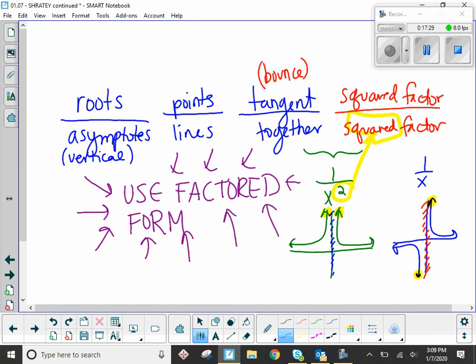Are you going to use the original form or the factored form? Thank you. Yes, that's true.